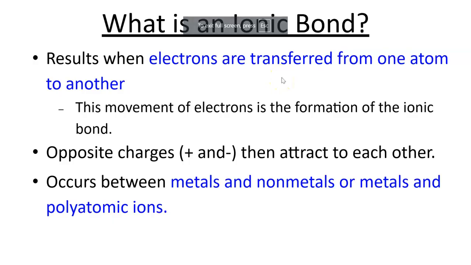Let's wrap up ionic bonding. So, an ionic bond forms, remember, when electrons are transferred from one atom to another. The movement of electrons is the formation of the ionic bond.